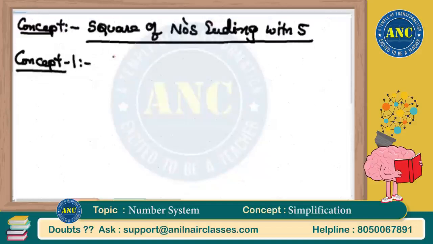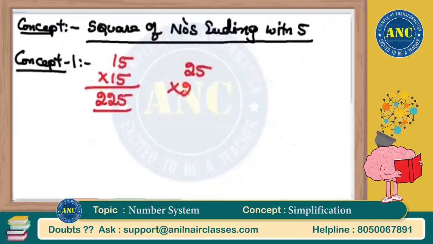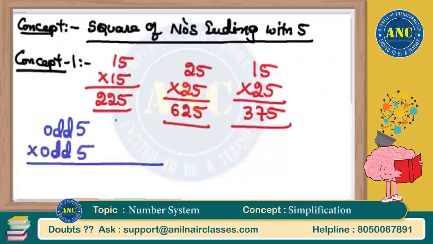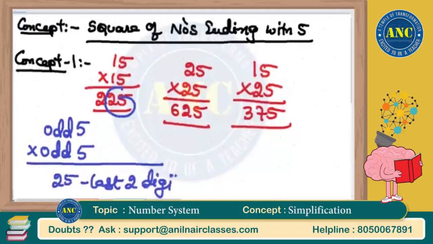Suppose I take 3 examples. 15 into 15, which is 225. 25 into 25, which is 625. 15 into 25, which is 375. 3 examples I am taking because this will give a beautiful concept. First, it is ending with 5. 1 is an odd number. Odd number ending with 5. Again 1 is an odd number ending with 5. Odd 5 into odd 5. What are the last 2 digits? Last 2 digits is 25.